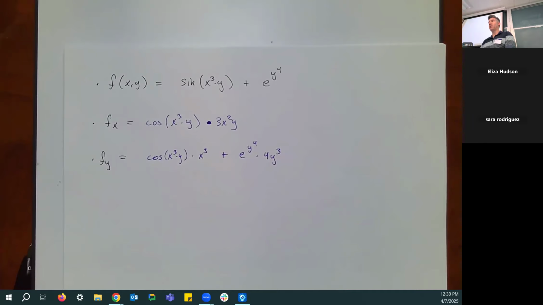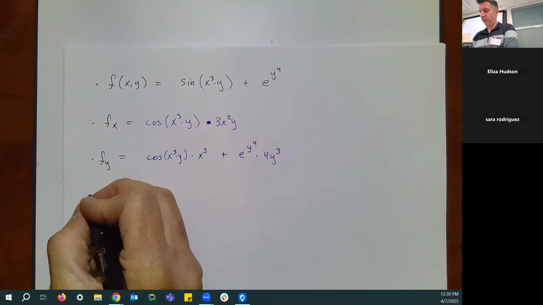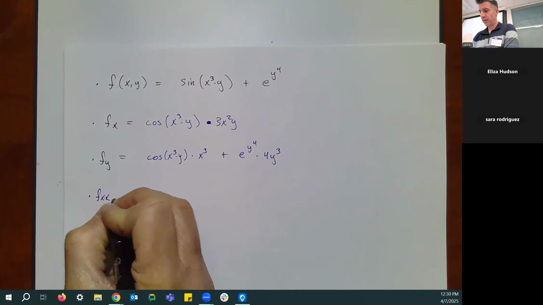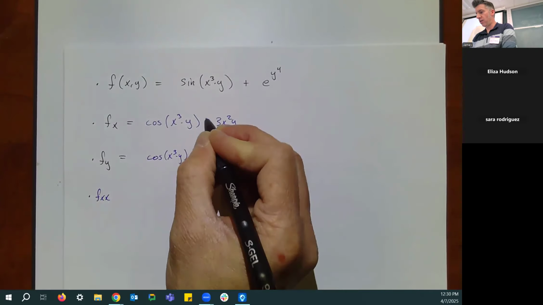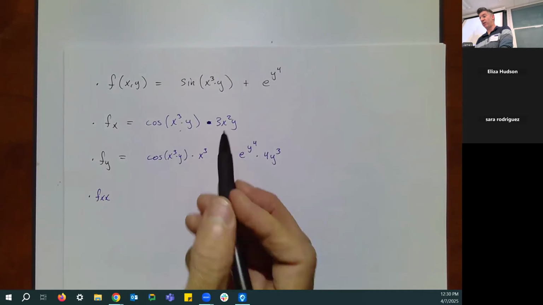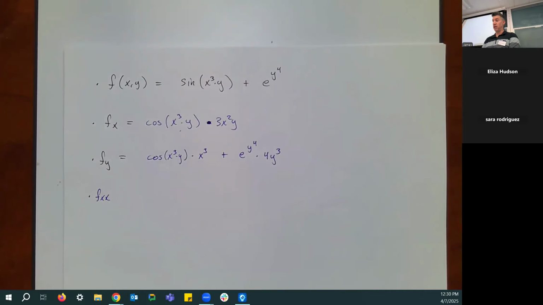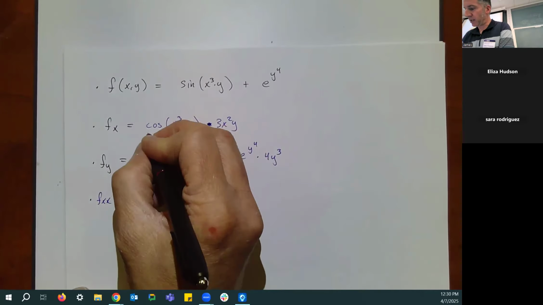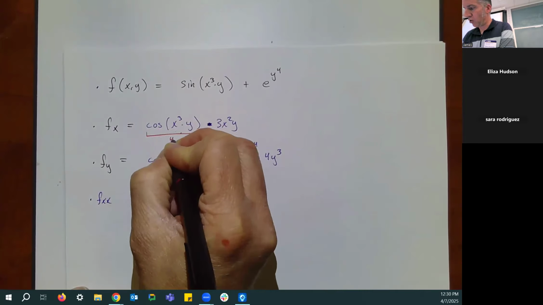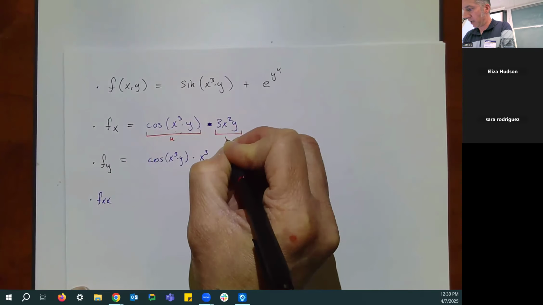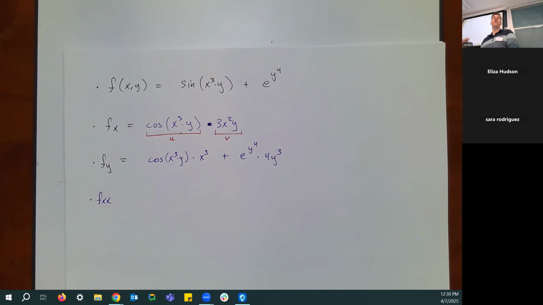And for problems like this, second partials start getting really ugly really fast. We'll do them here, but I just want you to see it's going to be gross. So let's find fxx. So I'm just going to look up here. I've got cosine of x cubed y times 3x squared. I'm going to have to use the product rule because I have a function of x times a function of x. So if we want, I'm going to think of this as my u and this is my v. Just to remind myself of what I'm doing.